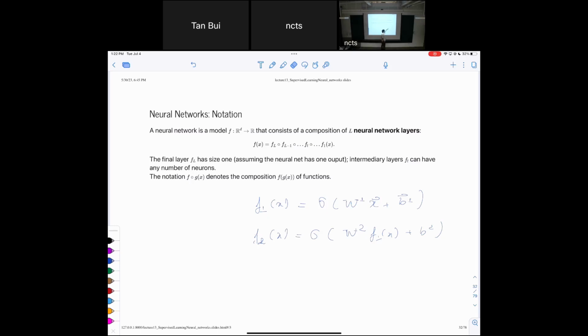The output of the previous layer is the input of the next layer in an affine manner, and so on and so forth, right? So if you do this all the way, it's going to be something like this: FL(x) is nothing more than sigma of WL matrix times F(L-1)(x) plus BL. Okay. Any question?